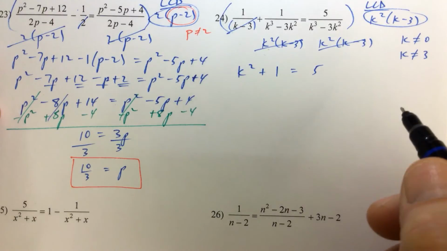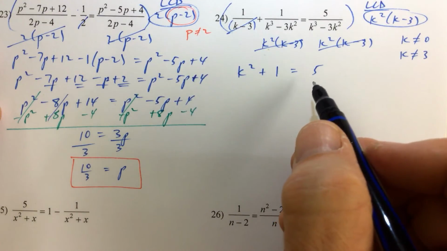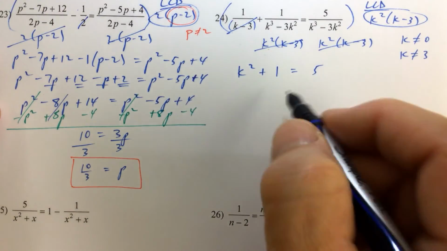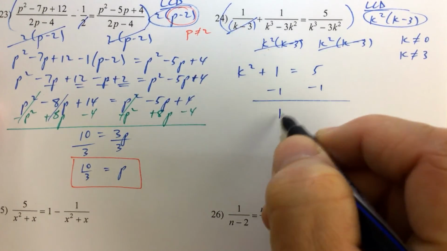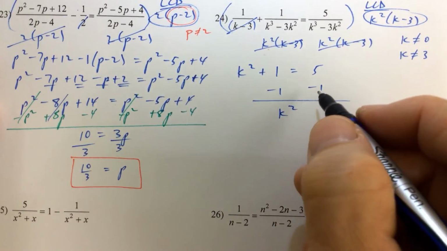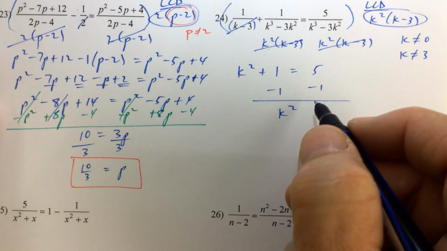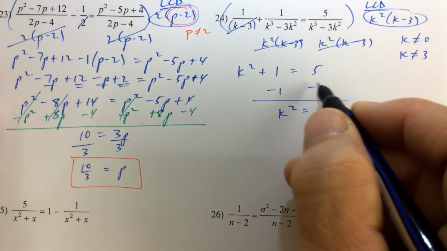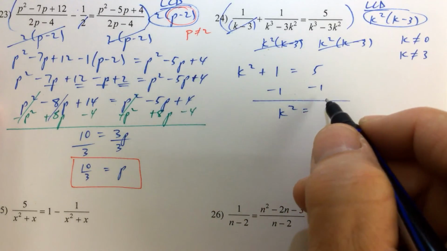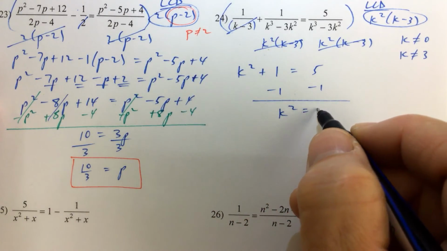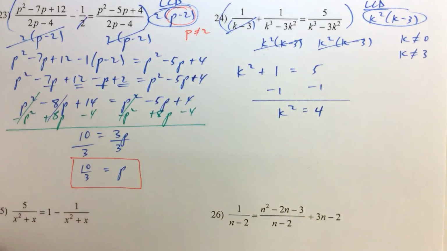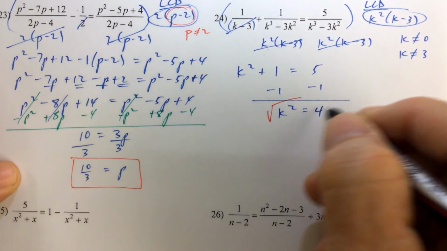At this point, we can see we have a quadratic equation, but we don't have a linear term, which means we can go ahead and subtract 1 from both sides, and we don't have to factor this. We could gather all the terms to one side and factor k plus 2 times k minus 2. But without a linear term, we can separate the quadratic term from the constant term, which means at this point we can go ahead and take the square root of both sides.